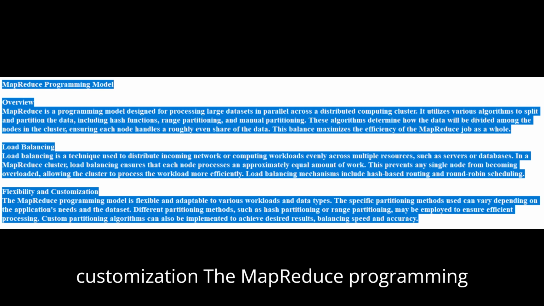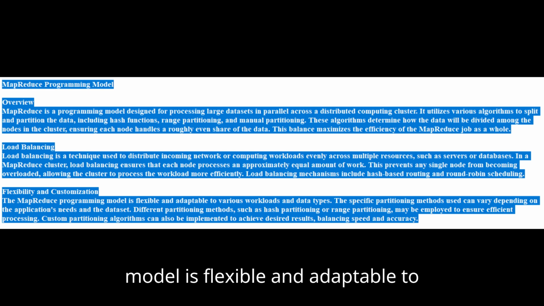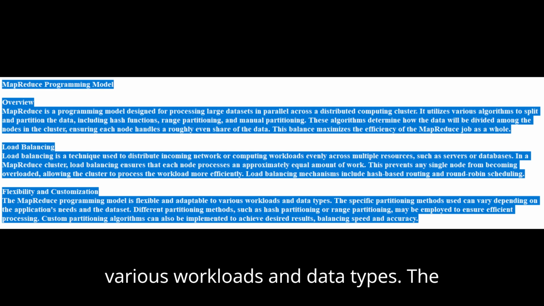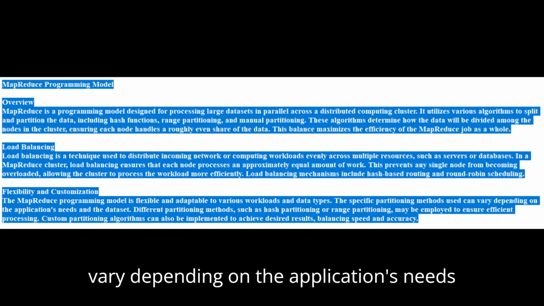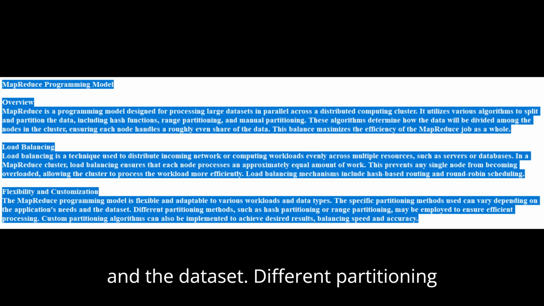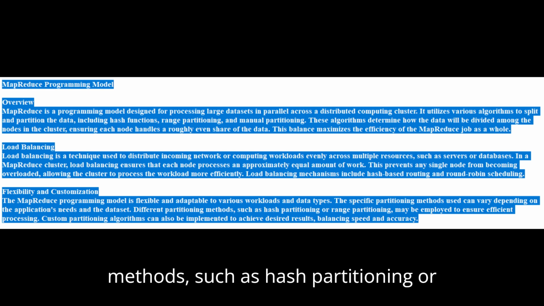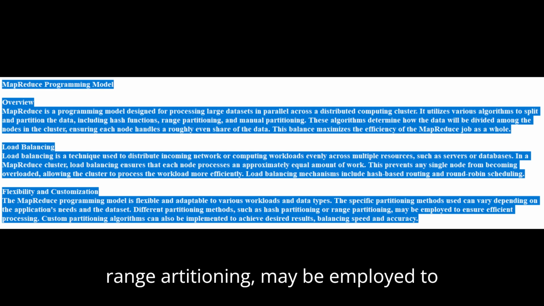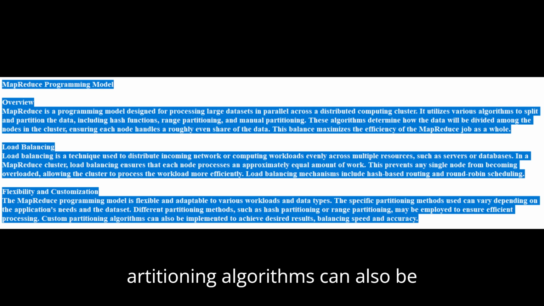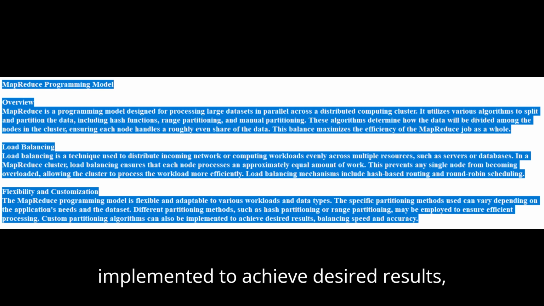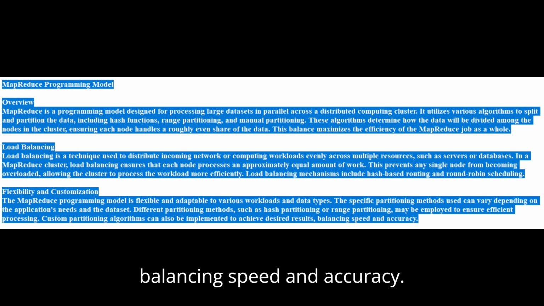Flexibility and customization. The MapReduce programming model is flexible and adaptable to various workloads and data types. The specific partitioning methods used can vary depending on the application's needs and the dataset. Different partitioning methods, such as hash partitioning or range partitioning, may be employed to ensure efficient processing. Custom partitioning algorithms can also be implemented to achieve desired results, balancing speed and accuracy.